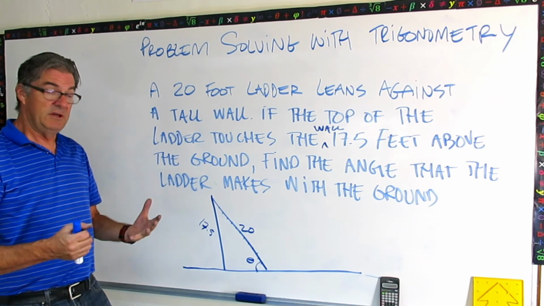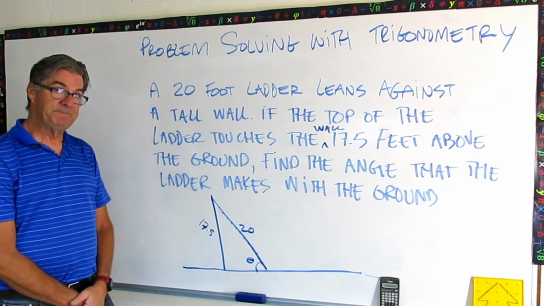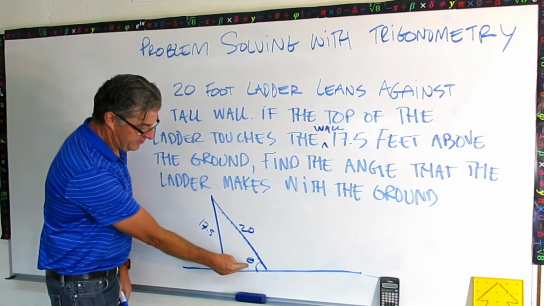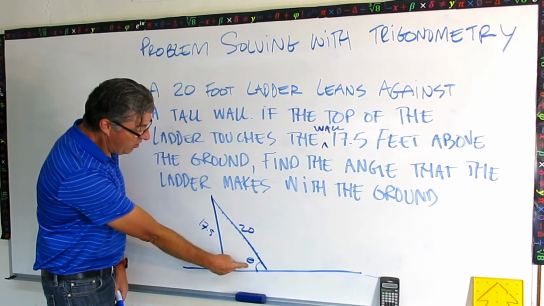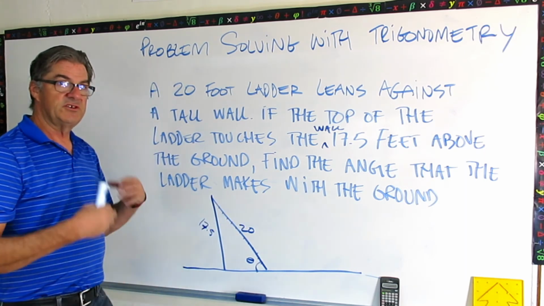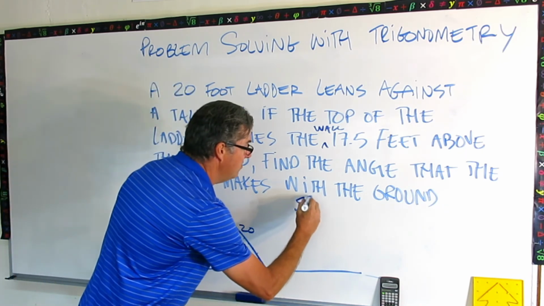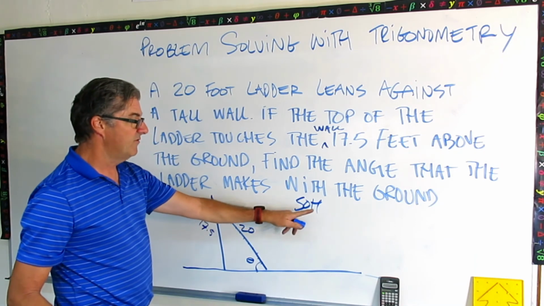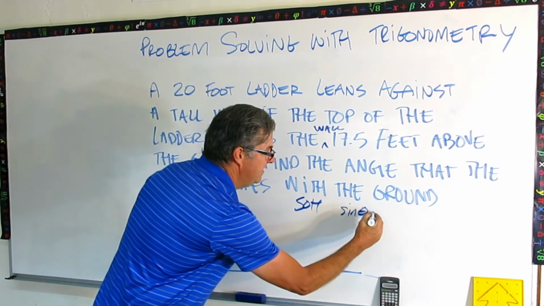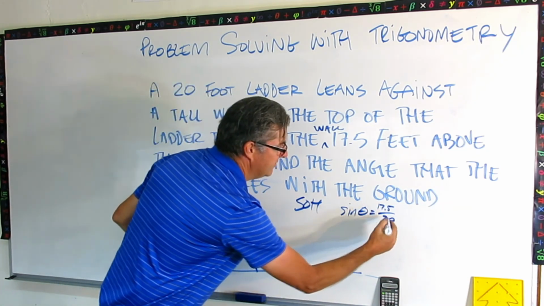Now what you want to do, pause the video and see if you can write an inverse trig equation to solve for theta. Okay, so if you're sitting here in the angle, you know the opposite and you know the hypotenuse. So the trig function that deals with the opposite and hypotenuse is sine. That was the SOH, right? Sine is opposite over hypotenuse. So now we're going to write sine theta equals opposite 17.5 over hypotenuse 20.